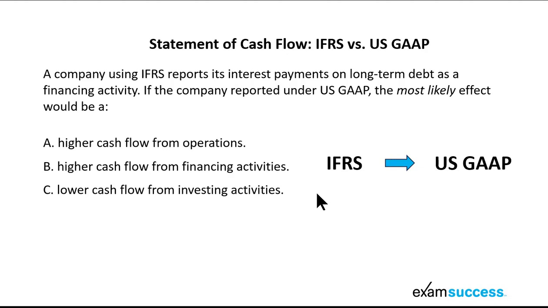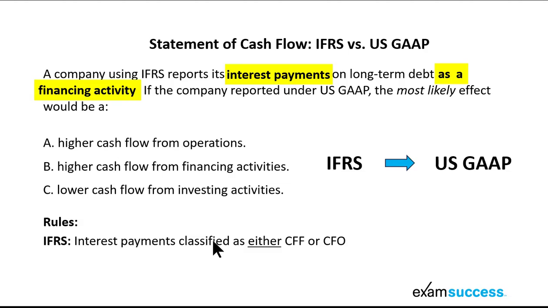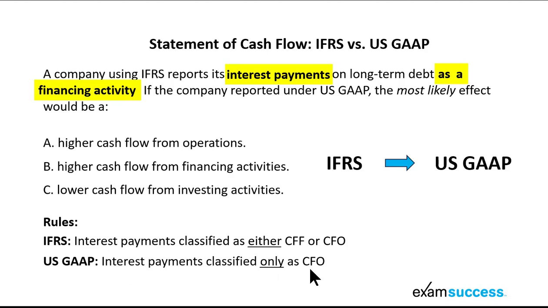The next thing is, do we remember our rules? We're talking about interest payments, and this company classifies them as a financing activity. Under IFRS, interest payments can be classified either as financing cash flows or operating cash flows. Under US GAAP, interest payments can be classified only as cash flows from operations. This is the essence of the question.